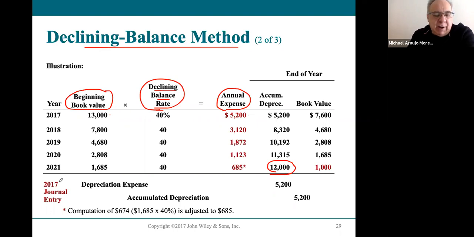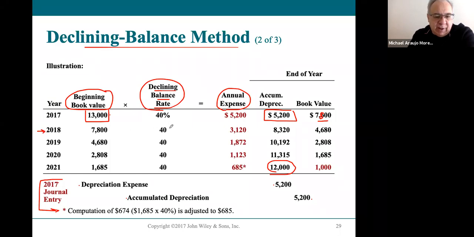Okay. So our entry at the end of the year, if we use declining balance method, would be a depreciation expense of $5,200 and a credit to accumulated depreciation of $5,200. So that means that our book value of the truck after the very first year, we've written off $5,200 of a $13,000 truck right in the very first year. So the book value is $7,600. Should be actually $7,800. This is wrong. Should be $7,800. So $7,800 becomes the beginning book value for 2018.